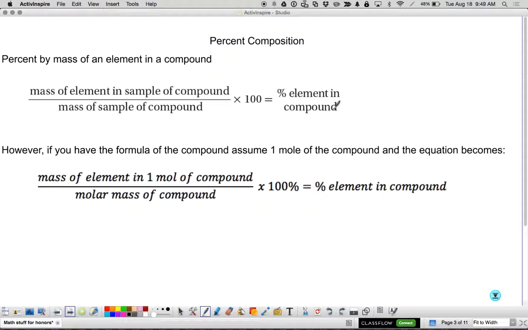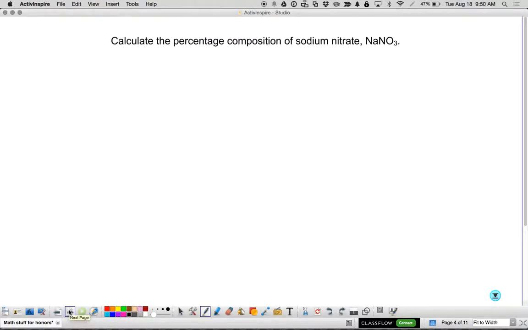Okay, so if you just have the formula, you don't have this mass data per se unless you assume 1 mole of the compound. And then this equation becomes the mass of the element in 1 mole of a compound, which is really just the molar mass of the element, divided by the total molar mass of the compound, times 100%. So what does this look like in action? Calculate the percentage composition of sodium nitrate, NaNO3.